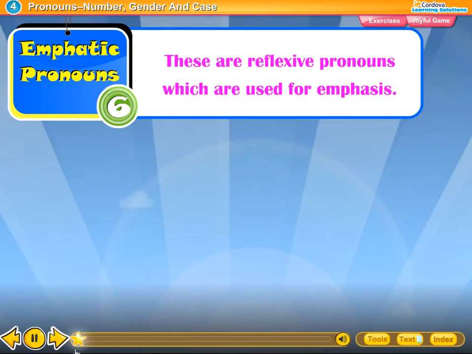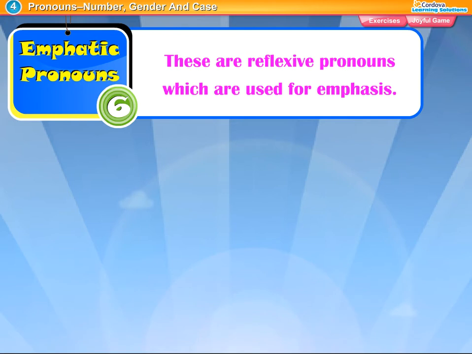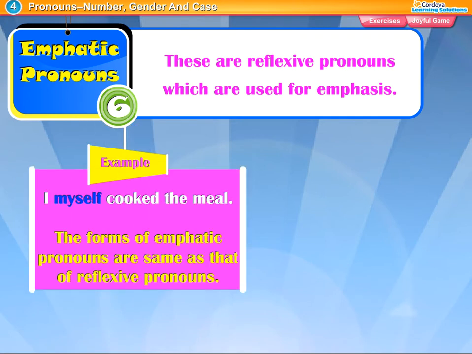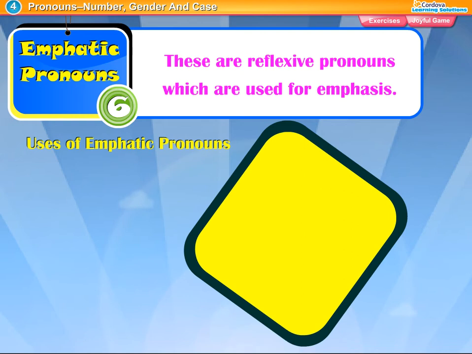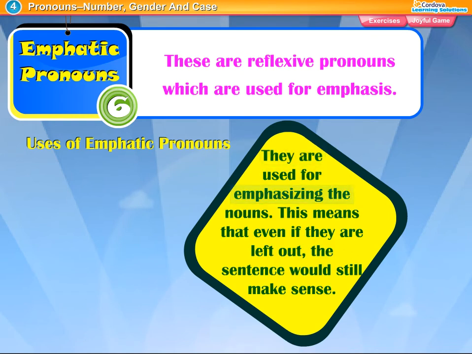Emphatic pronouns. These are reflexive pronouns which are used for emphasis. Example, I myself cooked the meal. The forms of emphatic pronouns are the same as that of reflexive pronouns. Uses of emphatic pronouns. They are used for emphasizing the nouns. This means that even if they are left out, the sentence would still make sense.